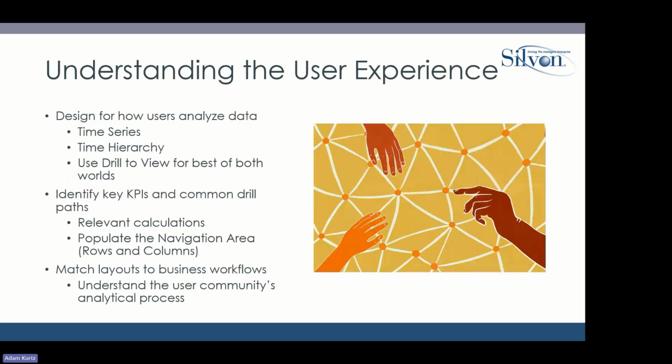All right. So first things first, you want to understand the user experience. You want to make sure that you design the view for the users and how they analyze the data. And like I said, how you want to deal with time, time series or time hierarchy, is probably the first and foremost question that you need to answer. Do you want this to be a view with a series of time where they have a trend, or do you want them to basically have the ability to pick a time range?